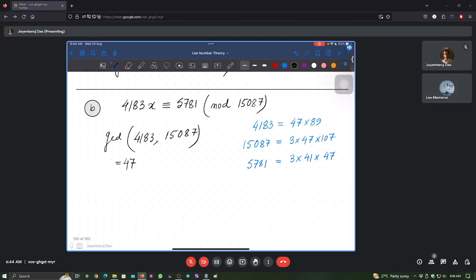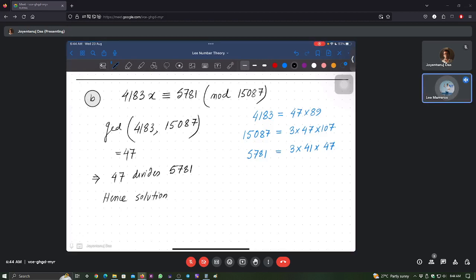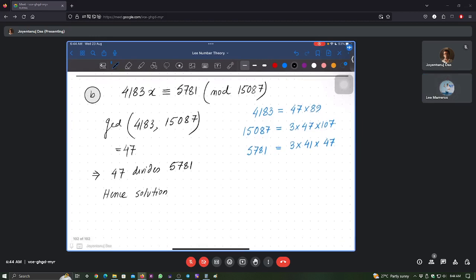So this implies that 47 divides 5781, so that is fine. A solution exists, but how many solutions? That is the question. We don't have to find all the solutions, just the number of incongruent solutions, because the numbers are big. That's why we don't have to find all the things.